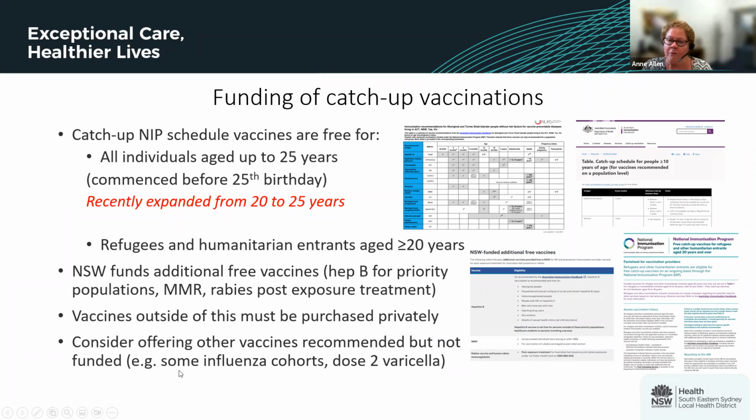So there is some funding for some influenza cohorts, but the majority of people would have to buy it. So you need to include that in your catch-up and just say in your catch-up it is not free for you, but please have it. And the dose 2 varicella, which I'm going to go over later.